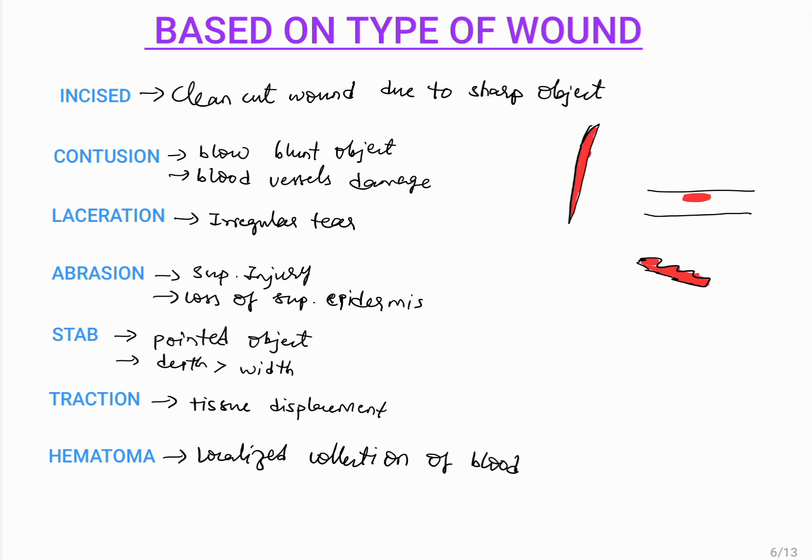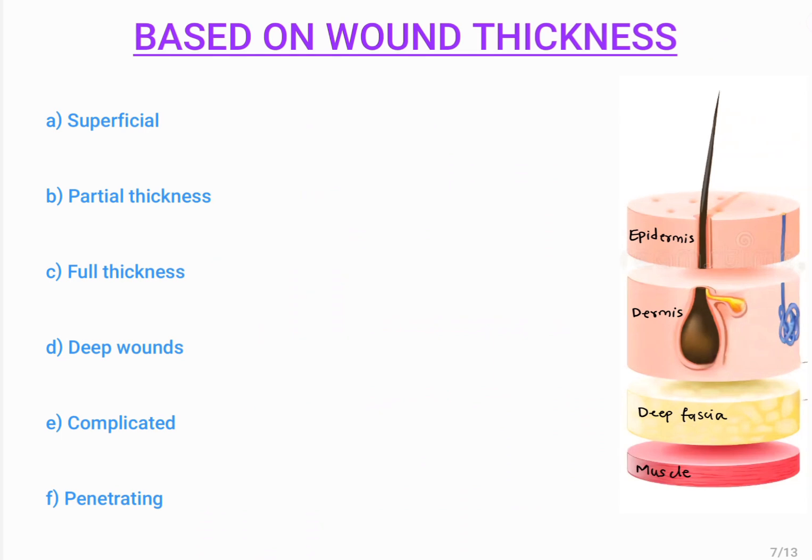The major difference between the contusion and hematoma is that contusion is present underneath the skin, whereas hematoma shows a type of swelling due to collection of blood. Other types of injuries could be gunshot injuries, injuries to bones, joints, and injuries to nerves and vessels, that is arteries and veins. Now, let's come to another type of classification which is based on wound thickness. Based on thickness of wound, the wounds are classified as superficial wounds, partial thickness wounds, full thickness, deep wounds, complicated wounds, and finally penetrating wounds.